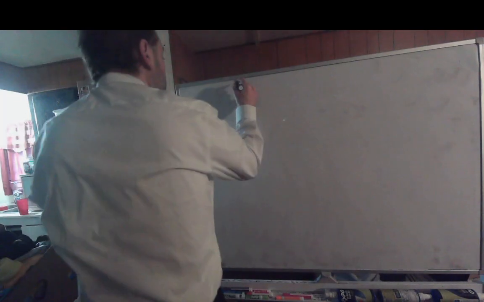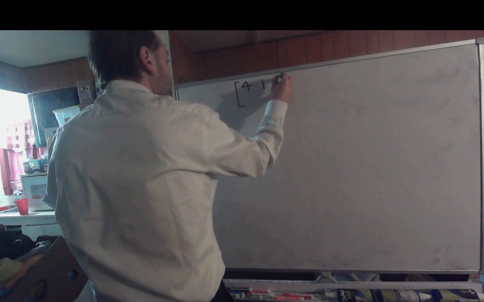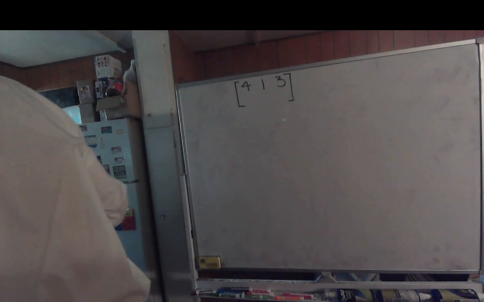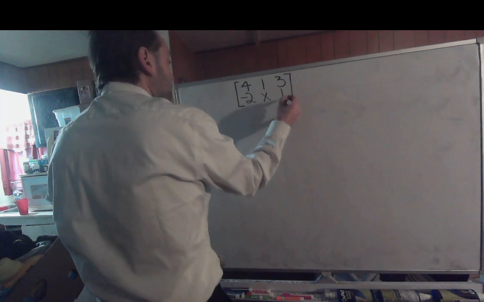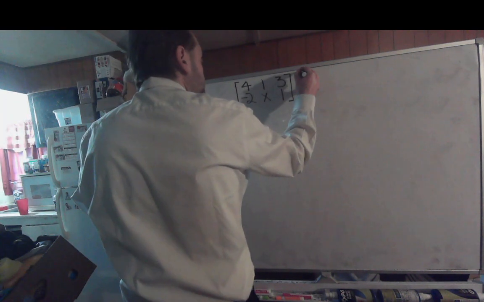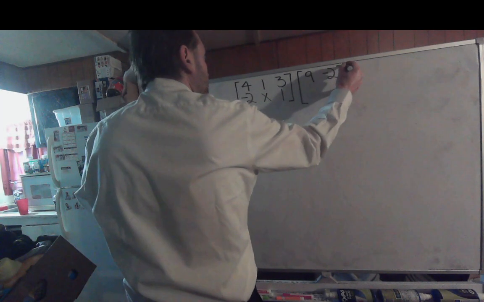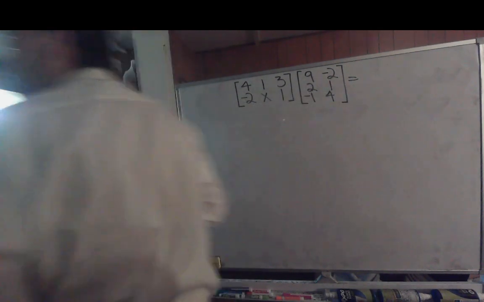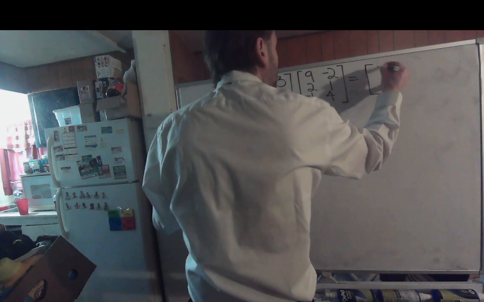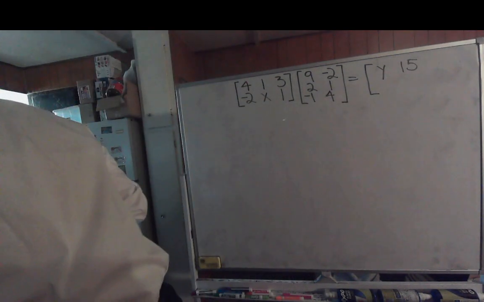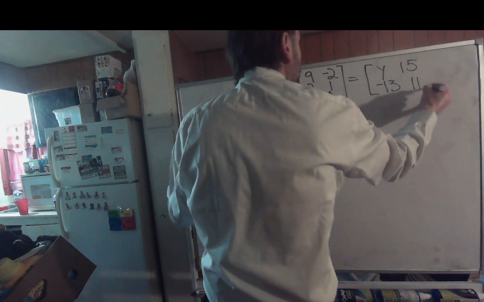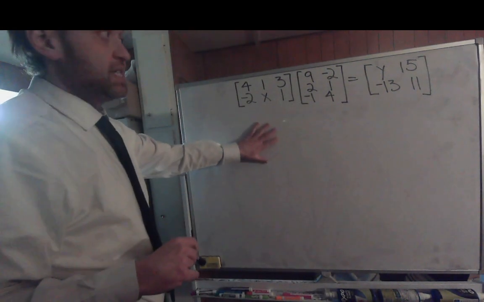All right, let's say here we have this one, 4, 1, 3, negative 2, x, and 1 times 9, negative 2, 2, 1, negative 1, and 4, all that is set equal to y, 15, negative 13, and 11. Another one where we've got to solve the matrices for x and y.